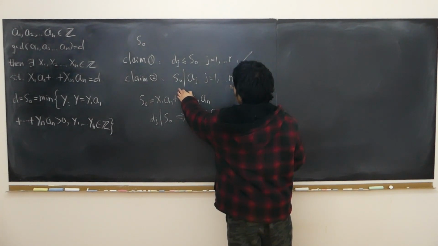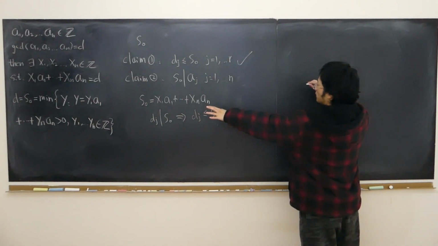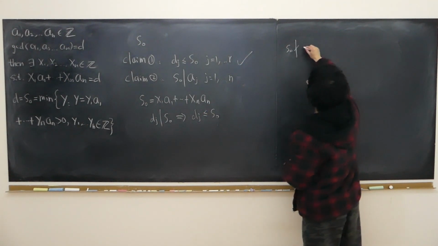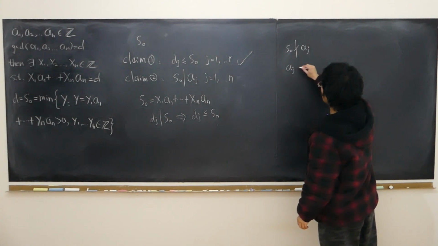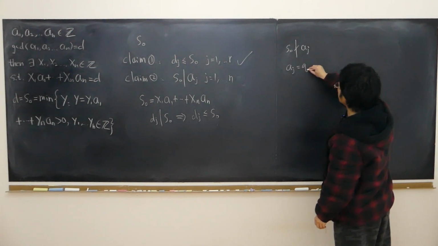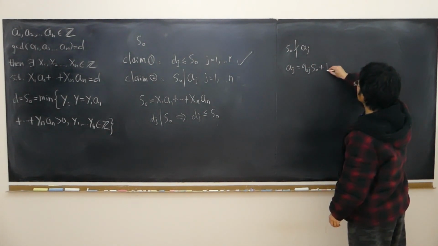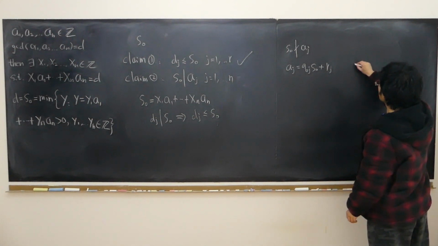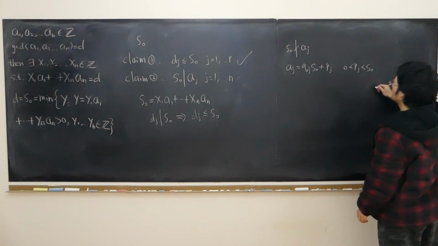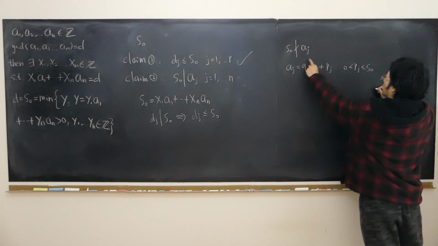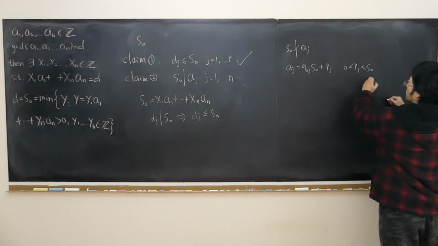So claim number 2, I want to show S0 divides aj. Otherwise, proof by contradiction. If S0 does not divide aj, what will happen? So in that case, aj can be written as qj, some quotient, times S0, my divisor, plus a remainder rj, where rj is strictly larger than 0 and strictly less than S0. Since I assume S0 does not divide aj, our remainder has to be not equal to 0 and has to be strictly less than S0.